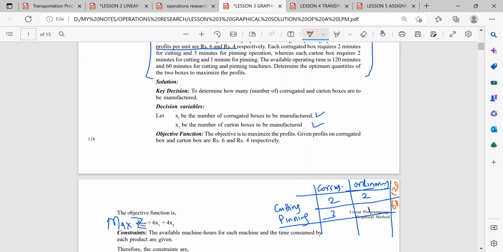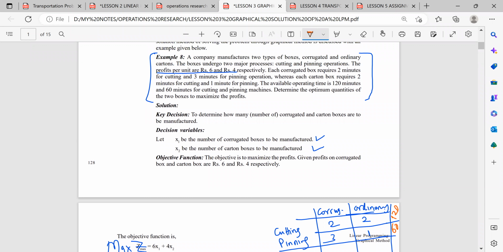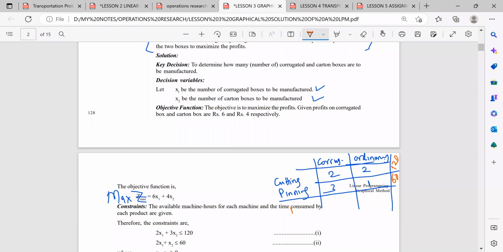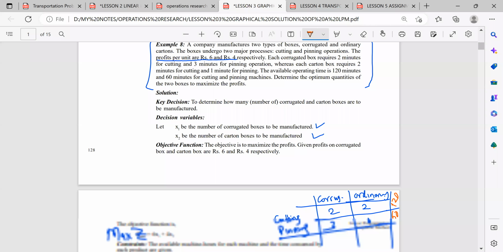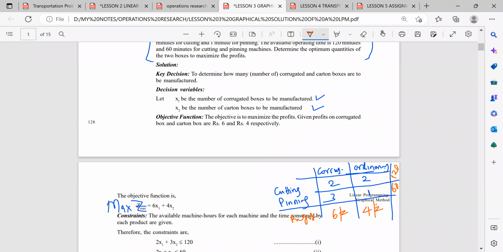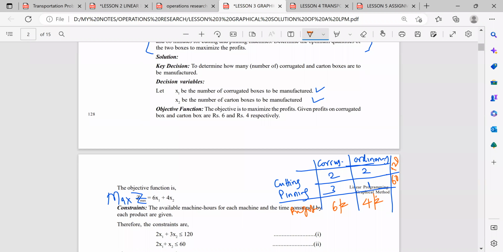Then the profits per unit. Corrugated profit is 6, and the other one is 4 shillings. So when you have a table like that, it becomes easier for you to know how the equations will look.